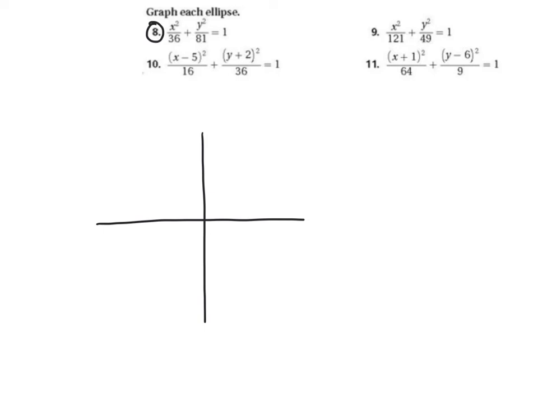All right, what do I notice? There is no shift to the center, right? You see it's x squared and y squared. That means those are both minus zeros. So let's put a big old dot right in the center. Now we have to think about, are you going to stretch more on the x, or more on the y? Well, it's going to be the y because it's bigger, 81. Take the square root of 81. What do we get? 9.